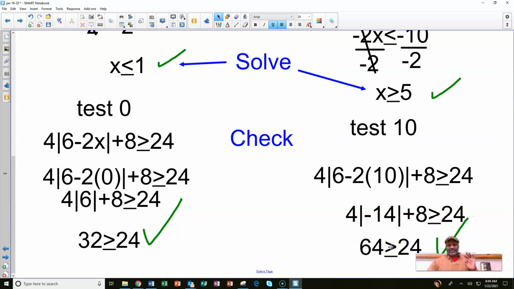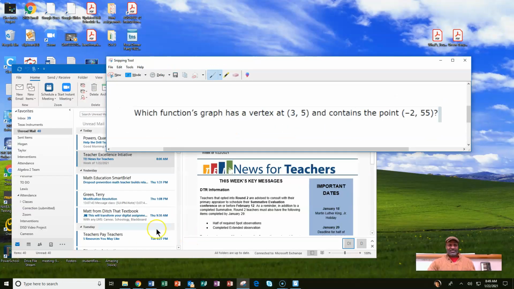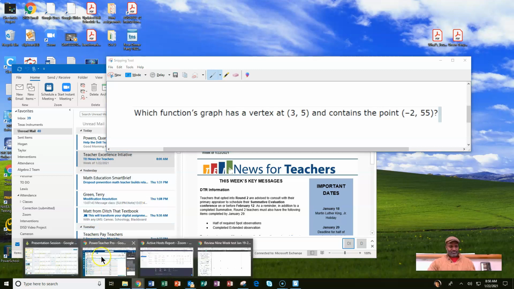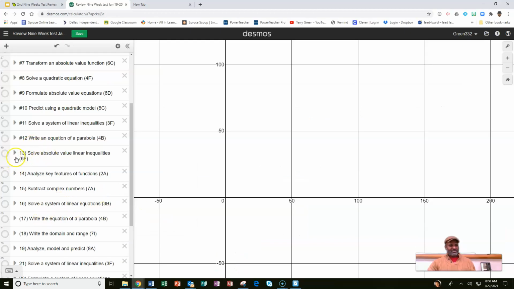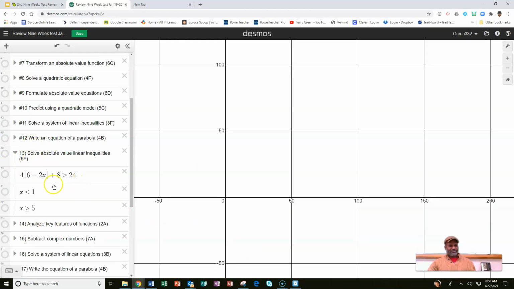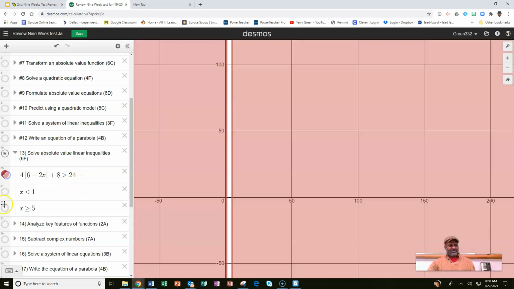Now, that seemed like a lot of work. So I also showed you how to do this on the graphic with Desmos. So if you go to Desmos, let me find my Desmos, there we go. And let's look at the same problem here. Okay, first of all, let's graph it. So if you graph it, it automatically tells you what the answer is.